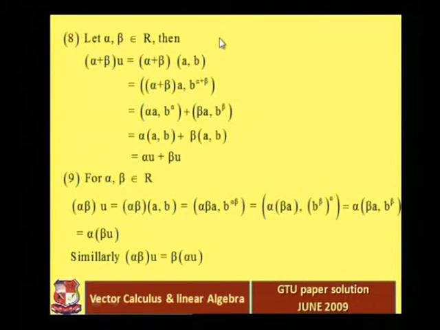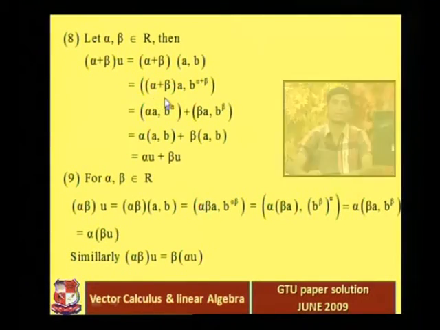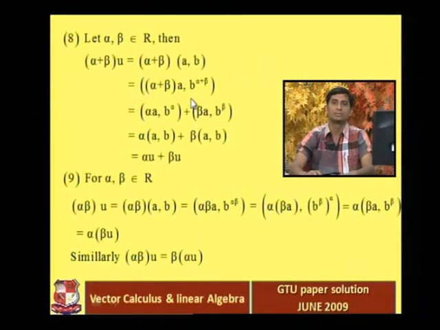Here is the next condition, 8. Let alpha, beta belong to R, then (alpha plus beta) into u is equal to (alpha plus beta) into (a, b), that is equal to ((alpha plus beta) into a, b raised to alpha plus beta). Alpha and beta are scalars, so alpha plus beta is also a scalar. So (alpha plus beta) into (a, b) can be written using the definition of scalar multiplication as ((alpha plus beta) into a, b raised to alpha plus beta).